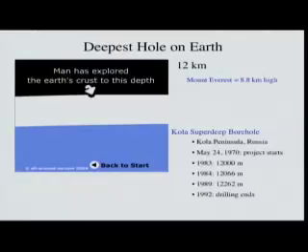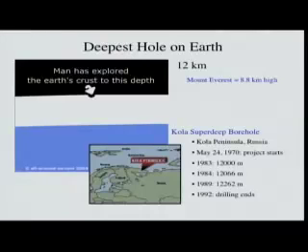It took a long time to do that. This was done in Russia, and it's called the Kola Super Deep Hole. It's at the Kola Peninsula in Russia. They started drilling on May 24th, 1970. So they set up a huge rig and then started drilling. It took about 13 years to get down to 12 kilometers, or 12,000 meters.